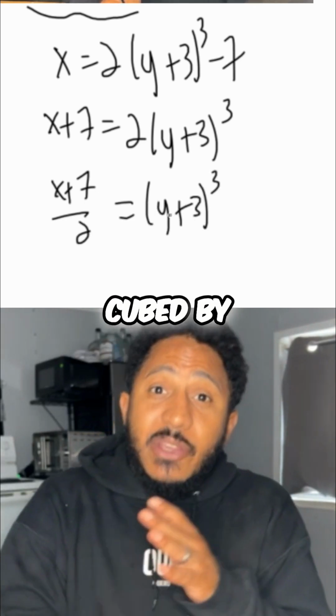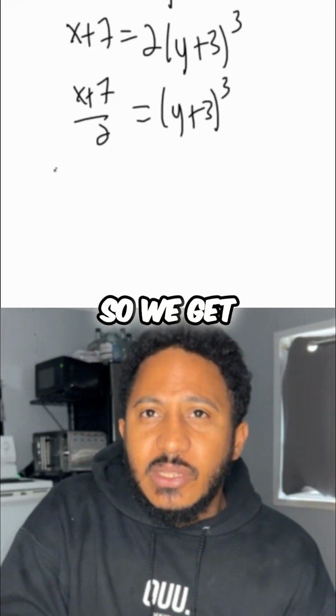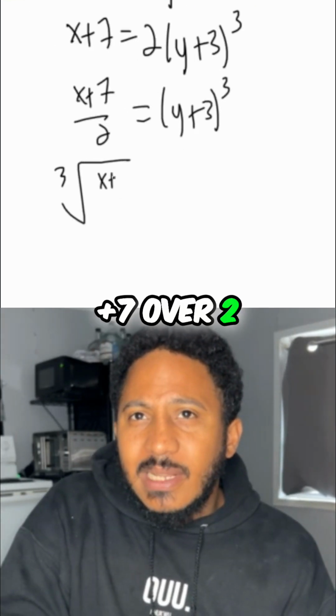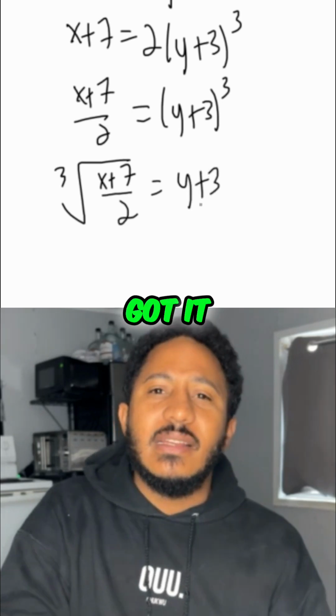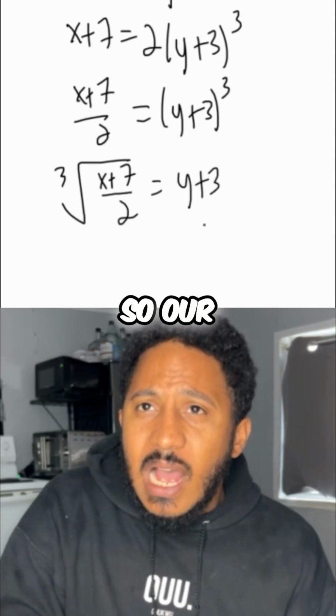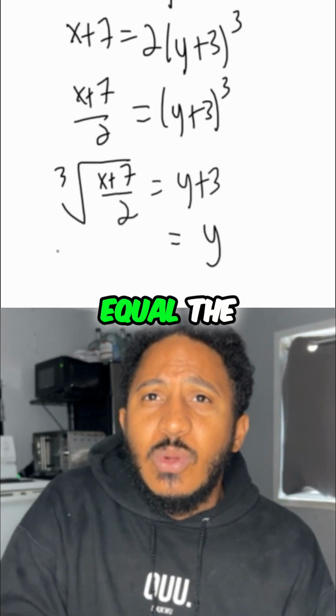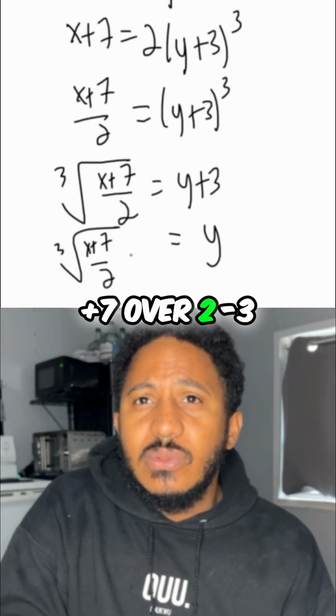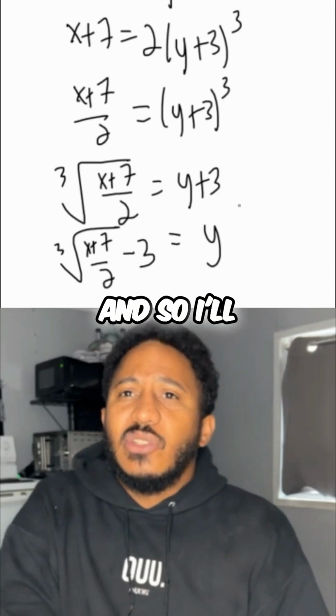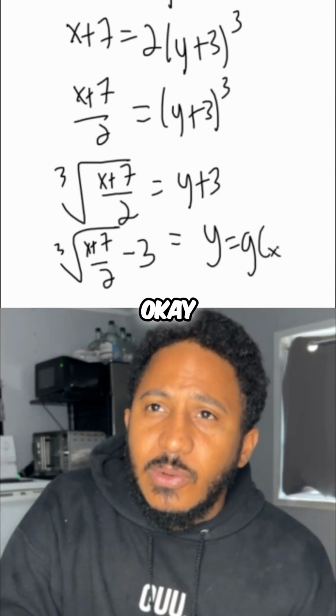Get rid of the cubed by cube rooting both sides, okay? So we get the cube root of (x plus 7) over 2 equals y plus 3, got it. And then lastly, just subtracting 3. So our inverse function y would equal the cube root of (x plus 7) over 2, minus 3, okay? And so call this, say, our g function, okay?